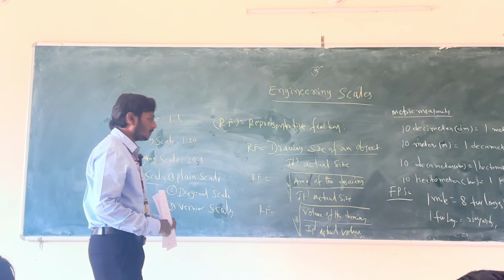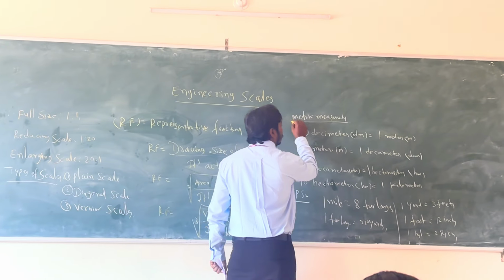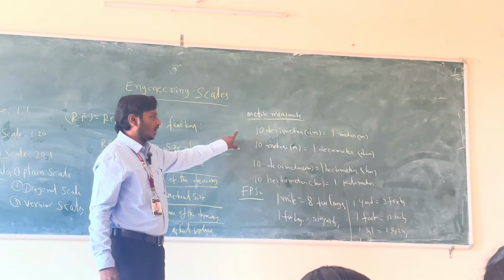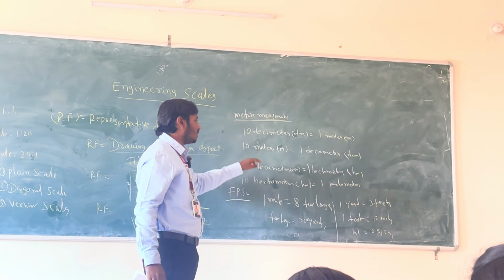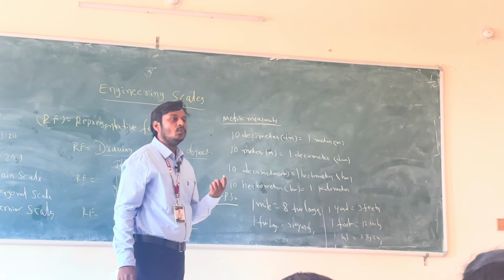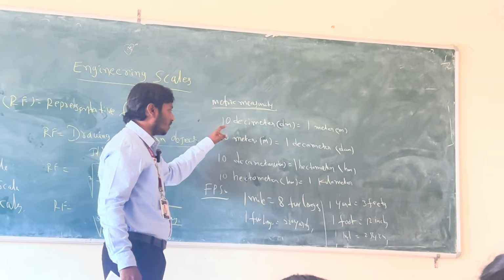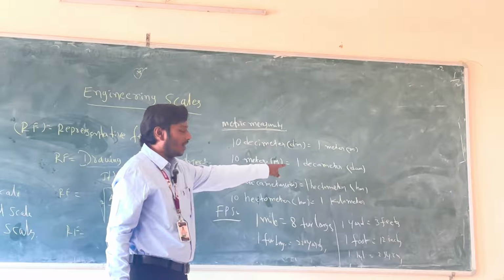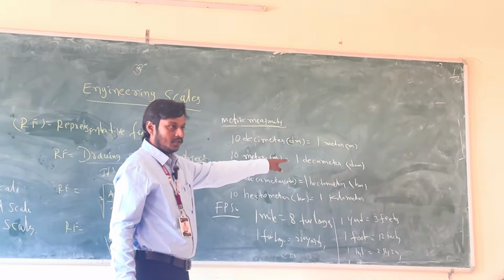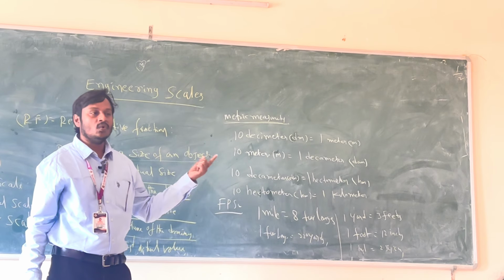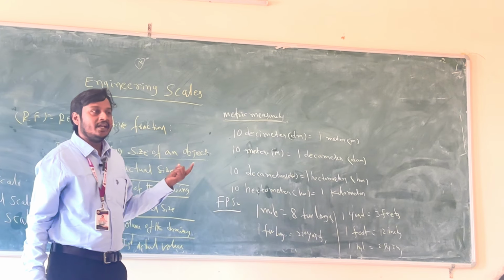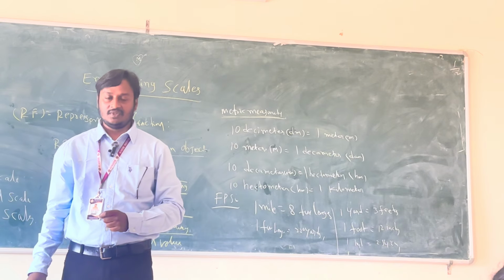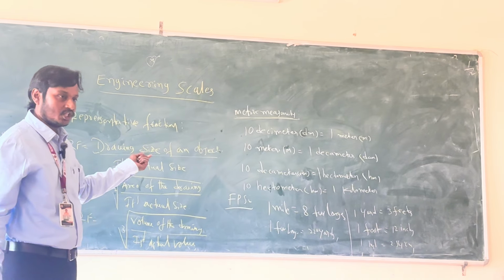Now some measurements, metric measurements and FPS measurements. In metric measurements, conversion: 10 decimeters equal 1 meter. 10 meters equal 1 decameter. 10 decameters equal 1 hectometer. 10 hectometers equal 1 kilometer. This is the MKS measurements.